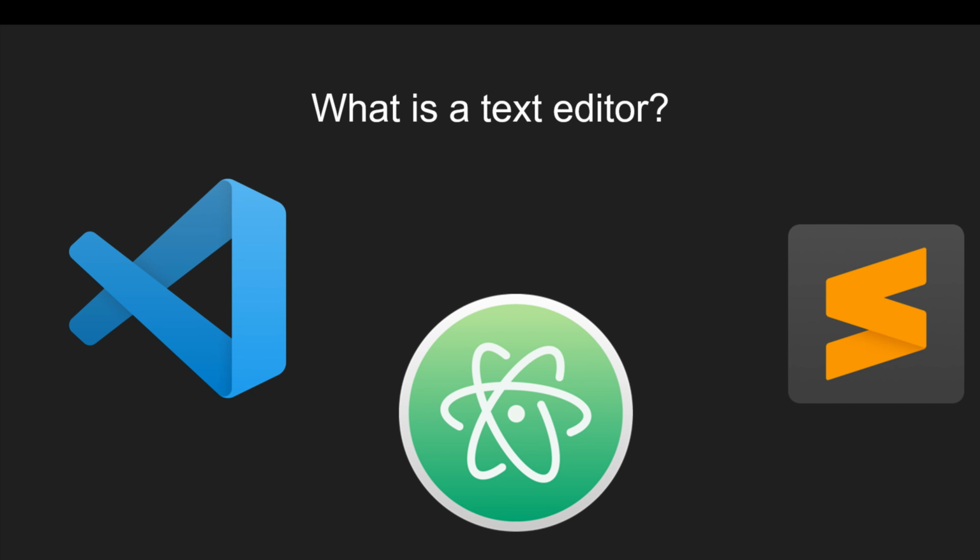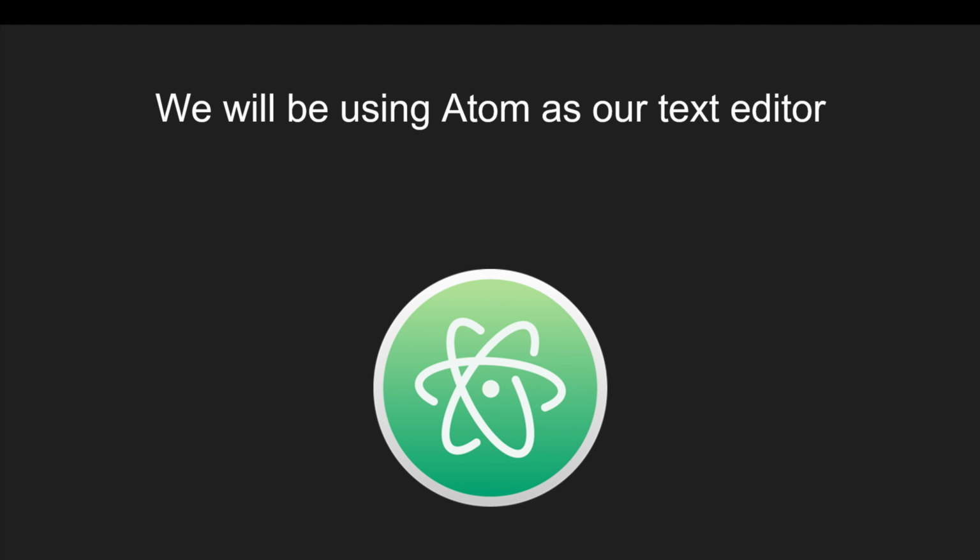But then why are there text editors like VS Code, Atom, and Sublime? Well, these text editors make our life as developers much easier. You can even use the Notepad that comes default with all Windows 10 devices, but it will not be easy to program. So we'll be using Atom as our text editor.